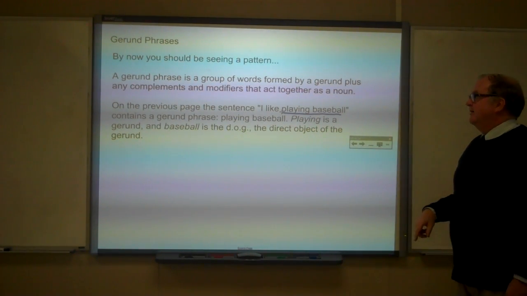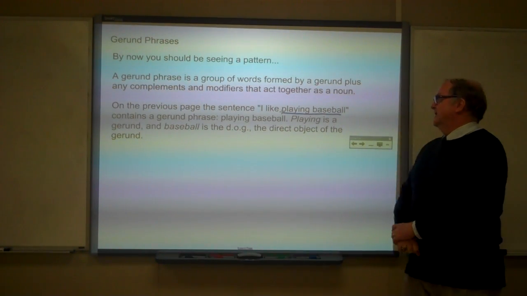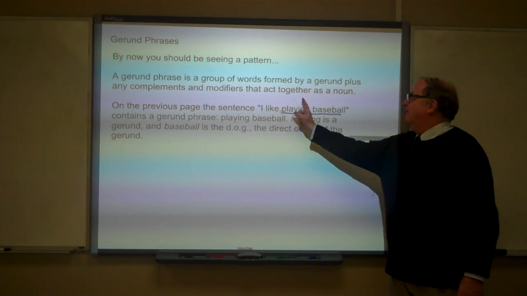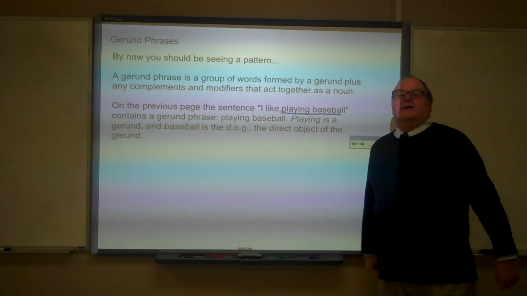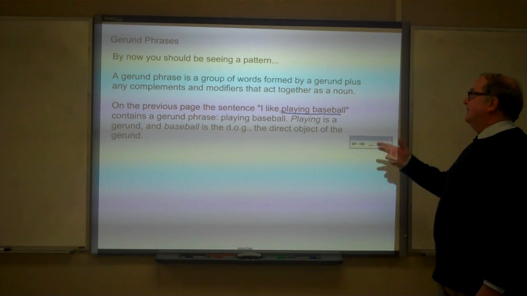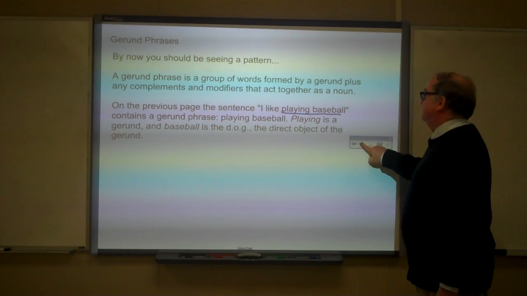Playing is a gerund, and baseball is the DOG, the direct object of the gerund. I like what? I like playing. Playing what? Playing baseball. Okay? Two direct objects: direct object of the verb like, and then baseball is the direct object of the gerund playing.